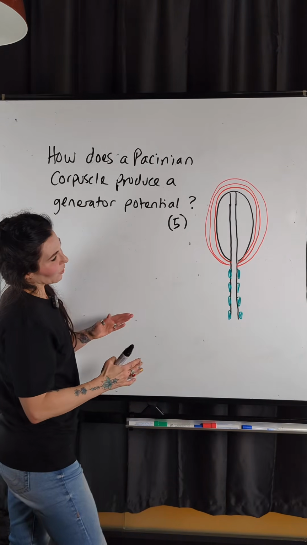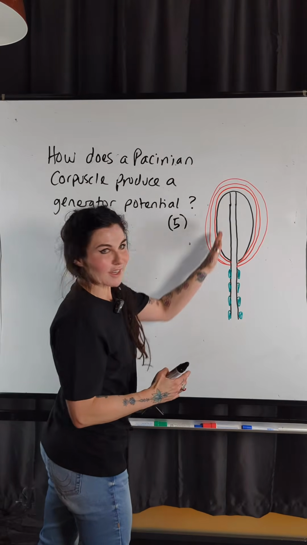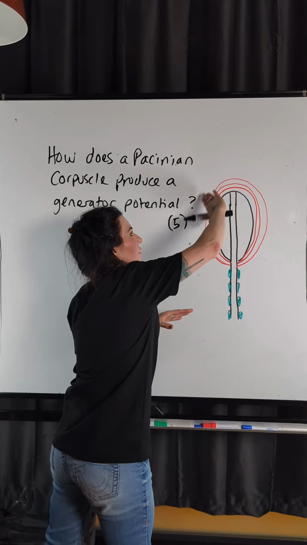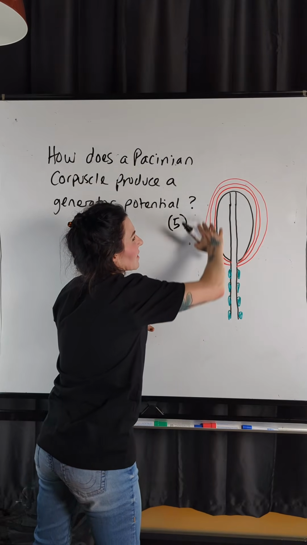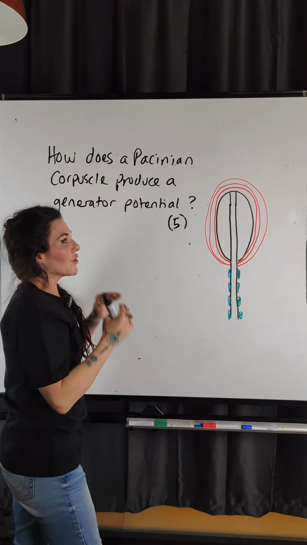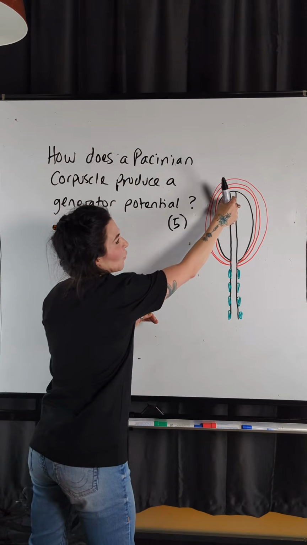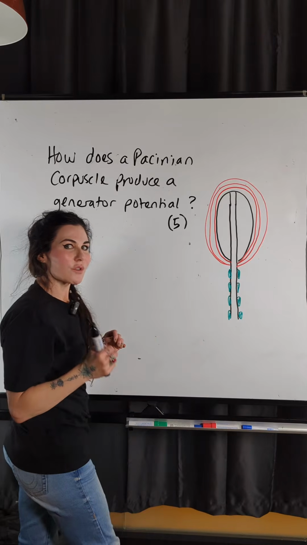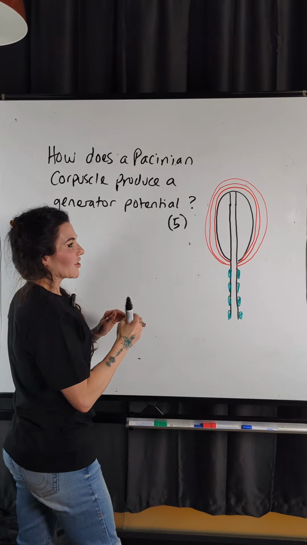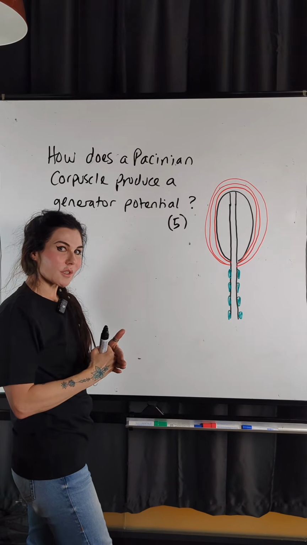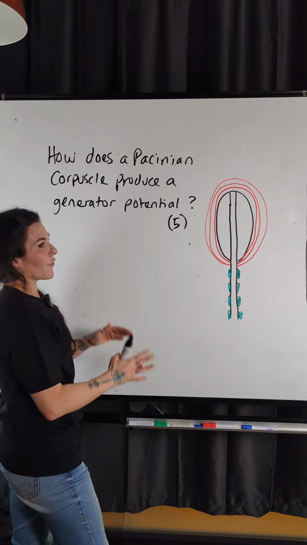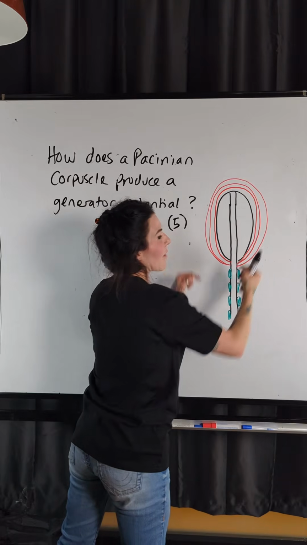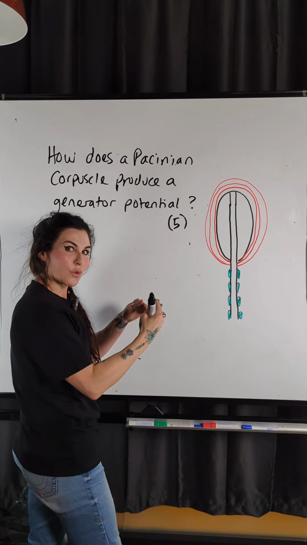The Pacinian corpuscle has within it a sensory neuron, and the end, or the beginning, if you like, of that sensory neuron is wrapped in layers and layers and layers of membranes. Now, underneath those membranes, where the sensory neuron is, there are little tiny sodium ion channels, which are at rest closed. However, if touch is applied, pressure is applied to these membranes, then they get distorted.